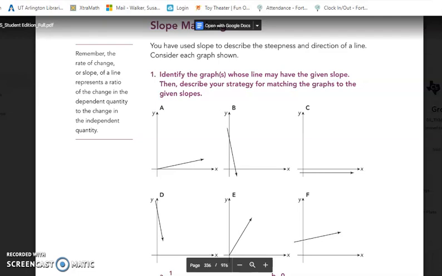So right now, go on and open your book to page 310. Pause the video while you do that. And that's what we are going to be focusing on. This information you see, we're going to be talking about slope.